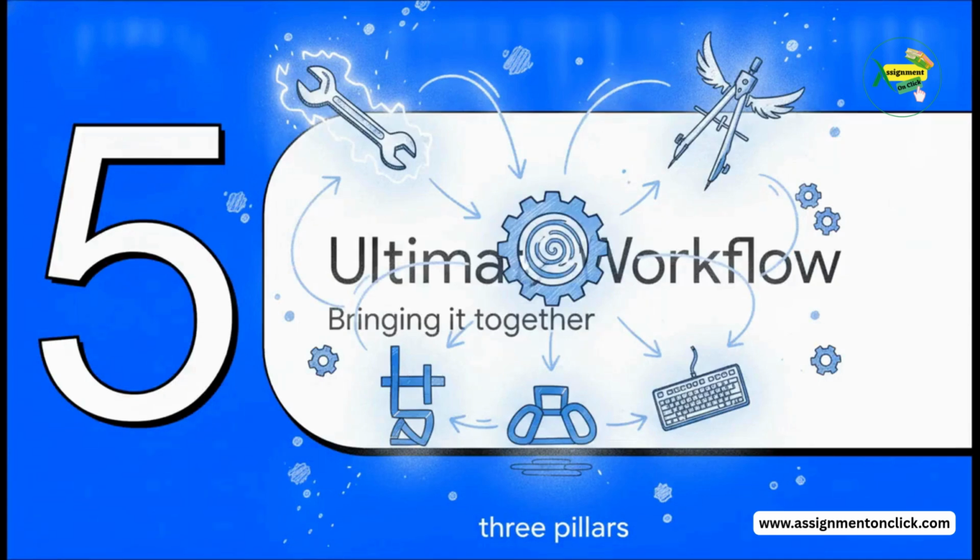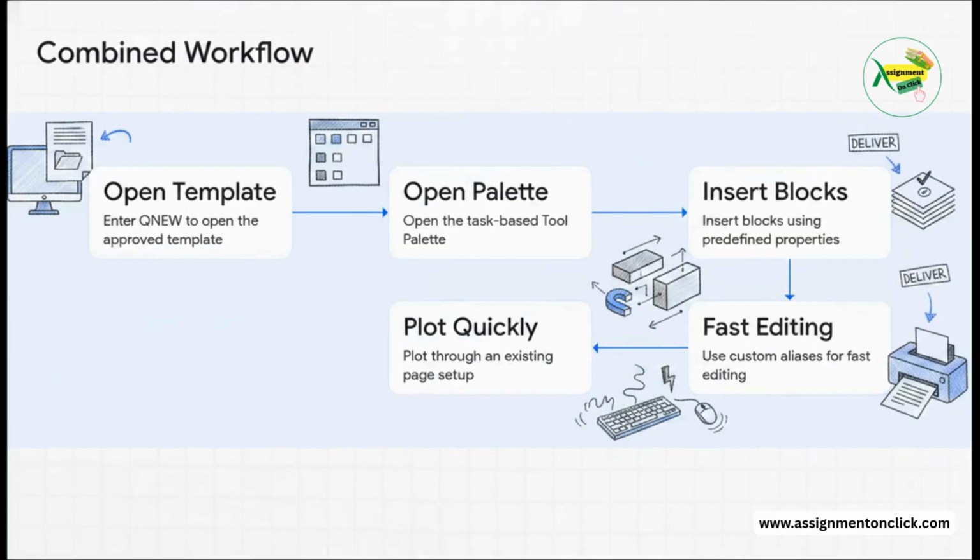Finally, Section 5, the ultimate custom workflow, bringing all three of these pillars together. Now that we've got our three magical weapons, let's move to the good stuff and see how this all builds into a totally flawless, streamlined project workflow. Step 1, you hit QNEW and your perfect template opens instantly. Step 2, you pop open your task-based tool palette. Step 3, you drag and drop blocks that automatically snap right to their predefined layers. Step 4, you use your slick custom aliases to edit geometry at lightning speed. And step 5, when it's finally time to deliver, you plot instantly through an existing pre-tested page setup. I mean, it is just a beautiful thing to watch in action.